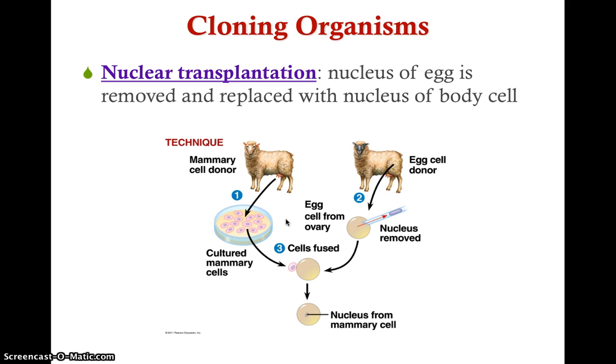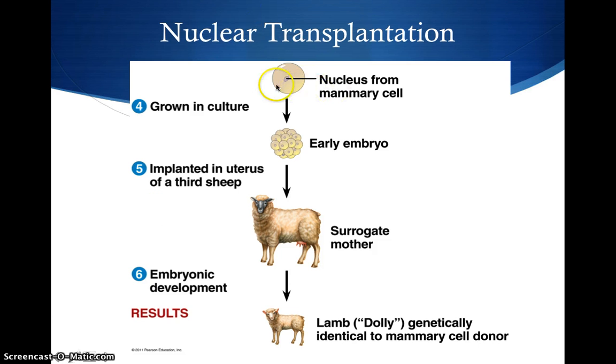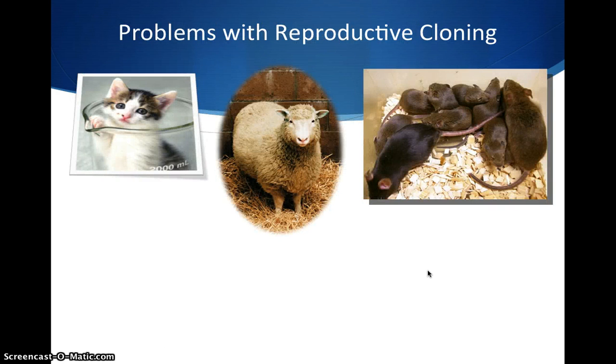So furthermore, let's look at it. Like I said, the nucleus from a mammal cell goes through everything, and then it is put into a mommy, and now you can have the birth of a baby lamb that would be identical to its mammary cell donor. Whoever donated would be identical to that lamb. So this is what we do when we do nuclear transplantation.